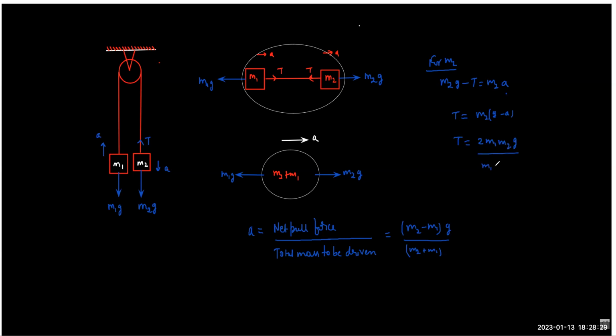Now this answer is so famous that I always expect that every student must remember the answer itself. As a beginner, although it's the first question for you, make sure that you have practiced enough to remember the answer itself, not to solve again and again, including tension and including acceleration. So it's a very easy answer. It's the net pull force upon net mass. It's very easy, isn't it?